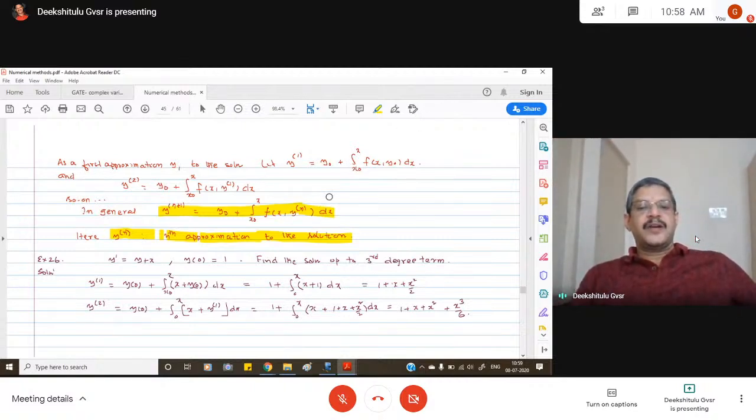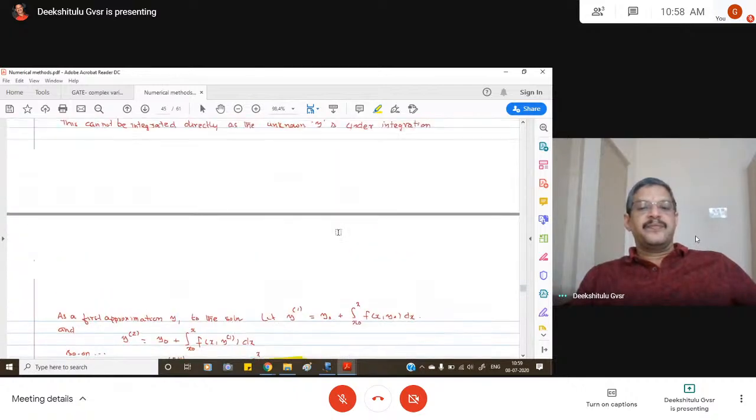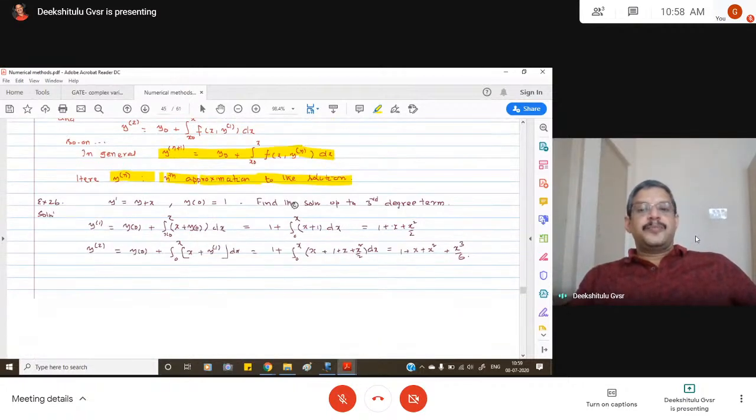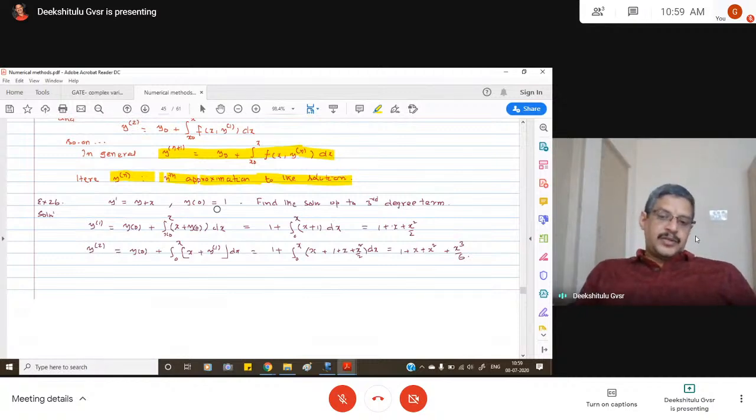This y0 is obtained from the given problem, taken from this y0. So you put this y0 here, you will get y1. Put y1, you will get y2. Put y2 here, you will get y3. So like that, if you put yn here, you are getting y(n+1). Here, yn is the nth approximation of the solution at x equal to x1.